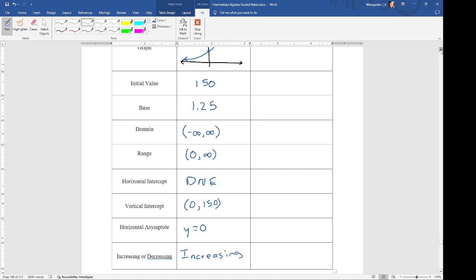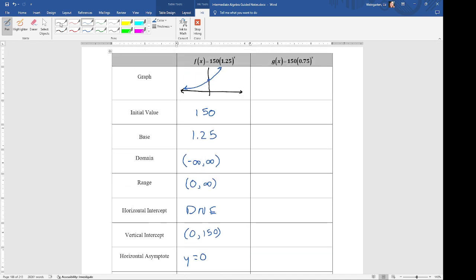Let's take a look at g of x. I will go ahead and graph this. Now this one still has a vertical intercept at 150, but our base is less than 1, so this graph is going to be decreasing. So it starts off big and gets smaller and smaller. The initial value is 150. The base is 0.75. Domain is always going to be negative infinity to infinity.